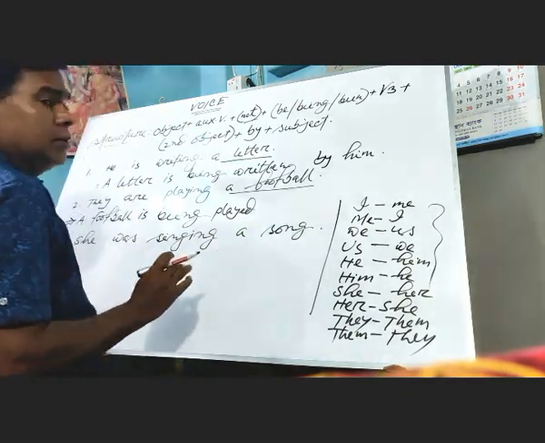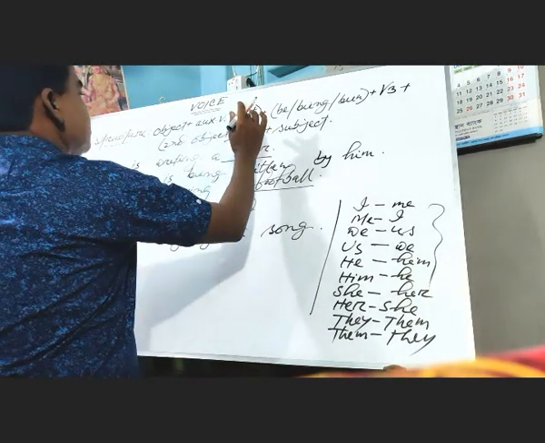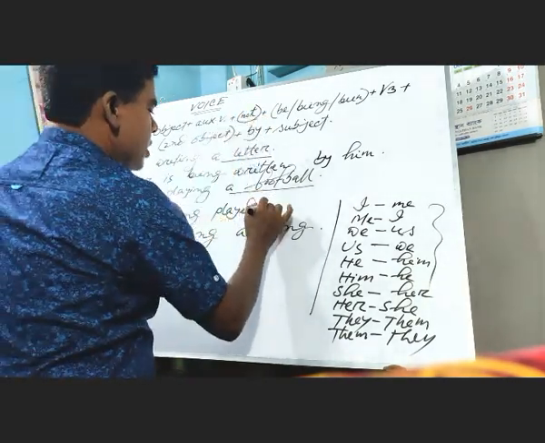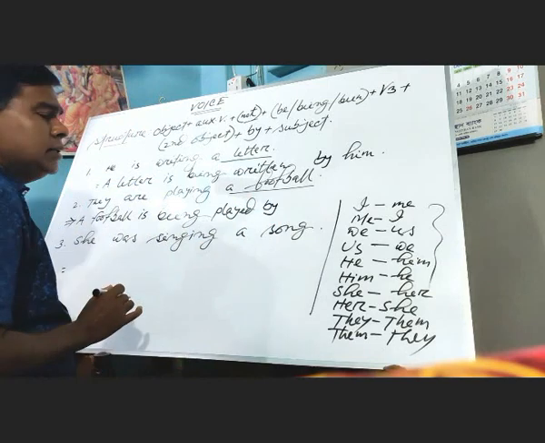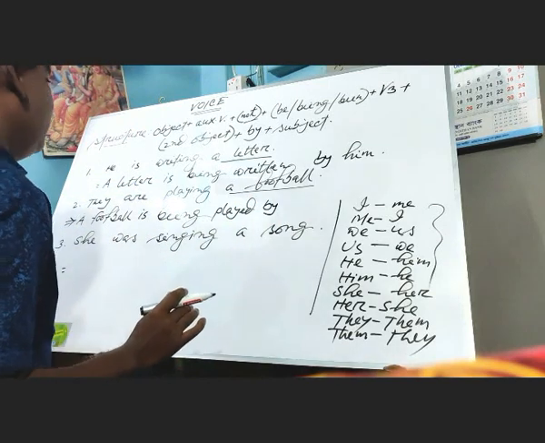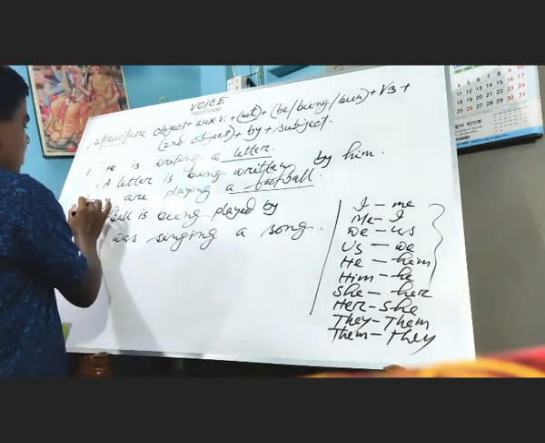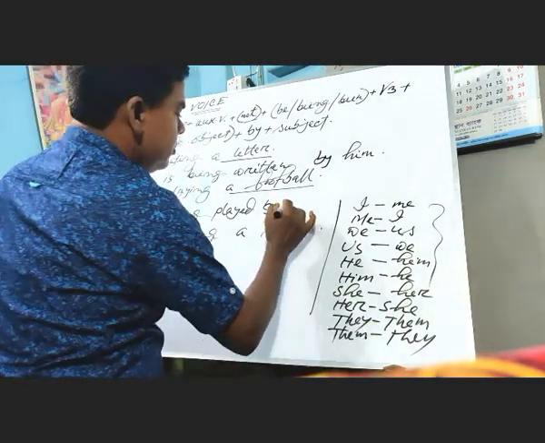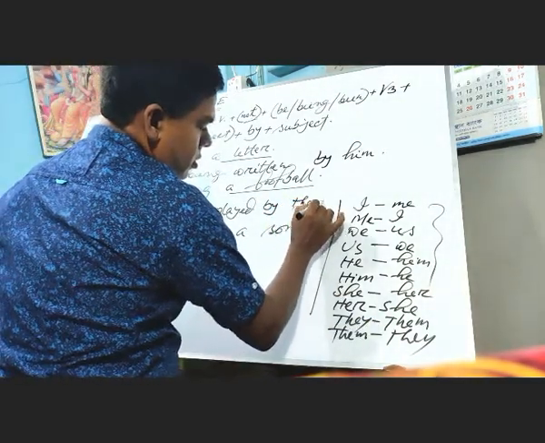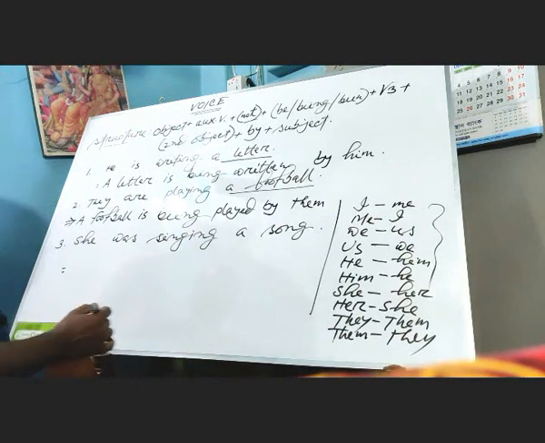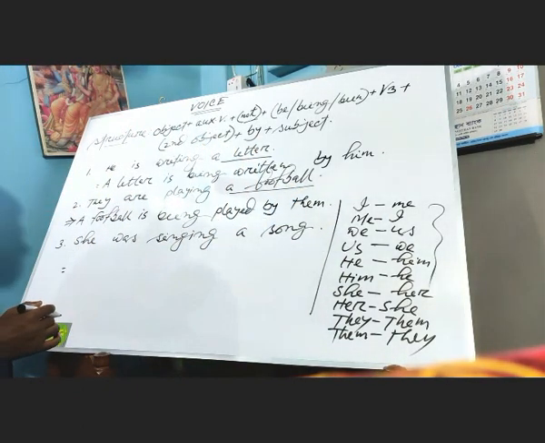So what is the next option? Next option is to write down by. So I'll write here by. And then the final option is to write down the subject. The subject is they. So they, them. They should be transformed into them. So this is the answer of the second sentence.